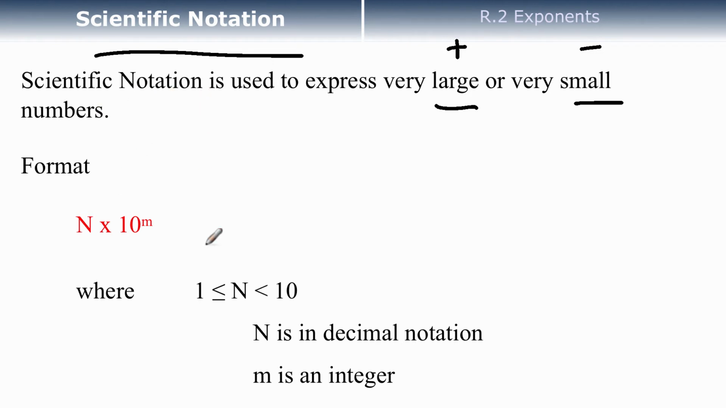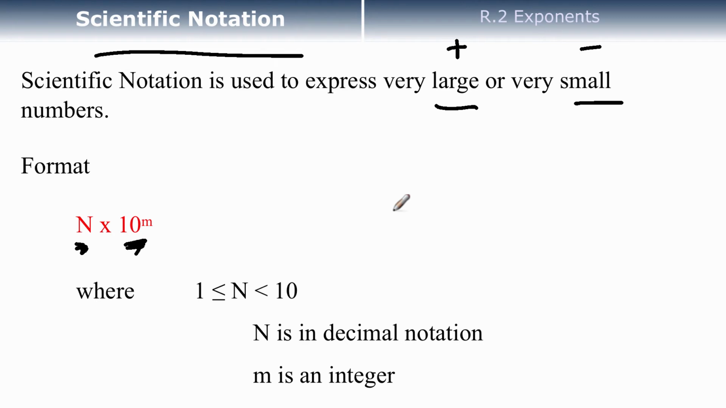Scientific notation is always written in this format, where you have a number or a decimal multiplied by a power of 10. And we use power of 10 because our number system is based on base 10. Also note that n, this number here, has to be in between 1 and 10. It has to be less than 10, and it has to be greater than or equal to 1.